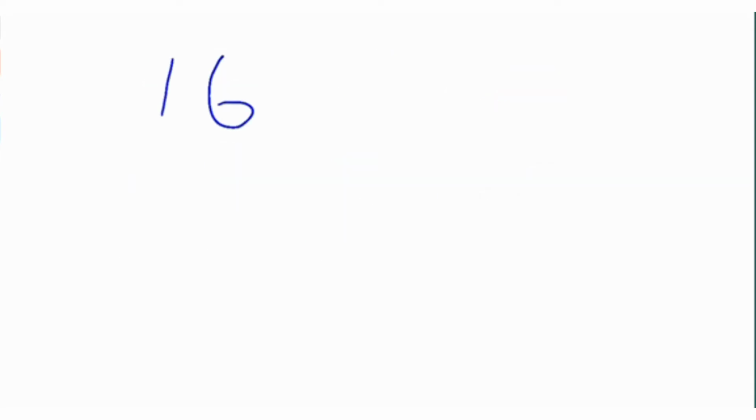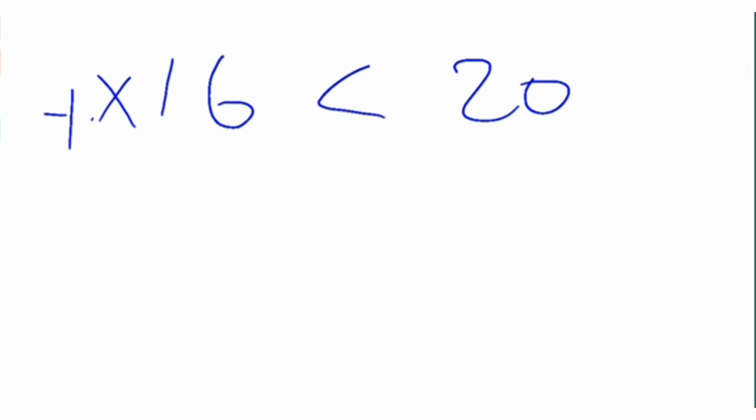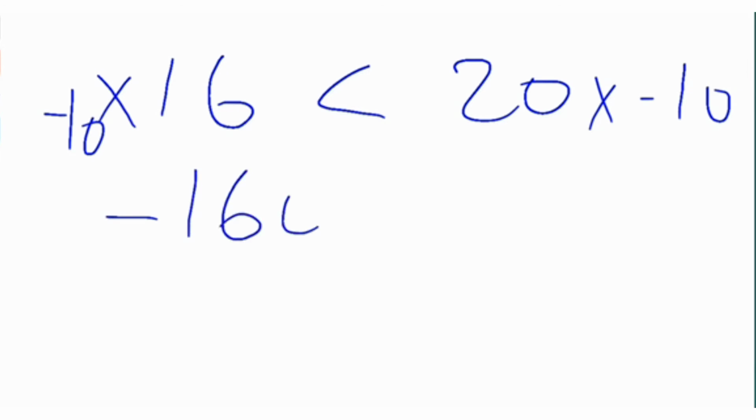Okay, now let us multiply both sides by a negative number. 16 is less than 20, times negative 10, times negative 10. Negative 10 times 16, that is negative 160. 20 times negative 10, that is negative 200.